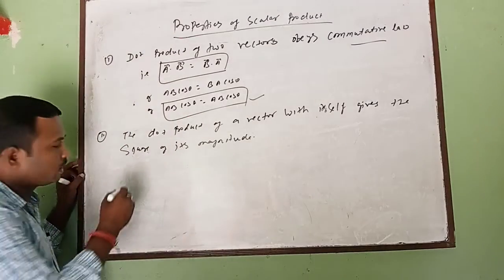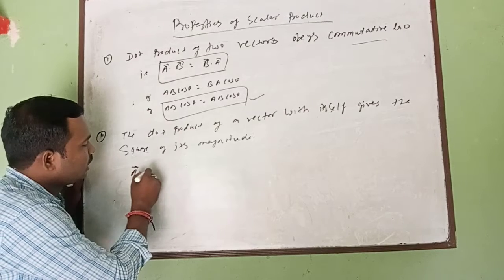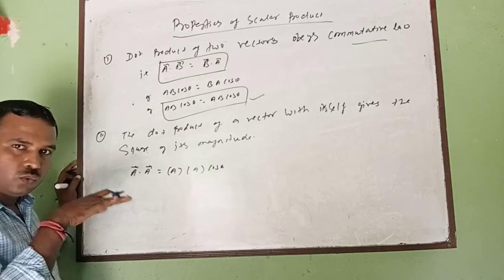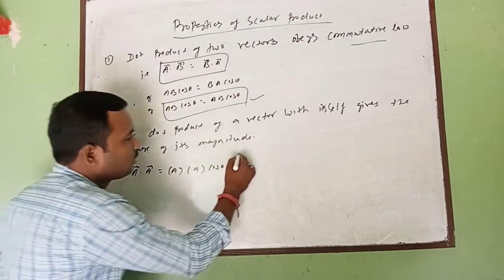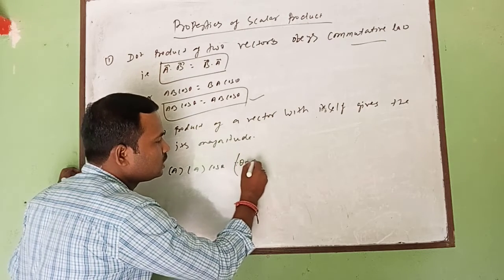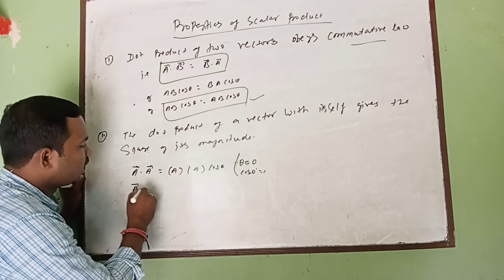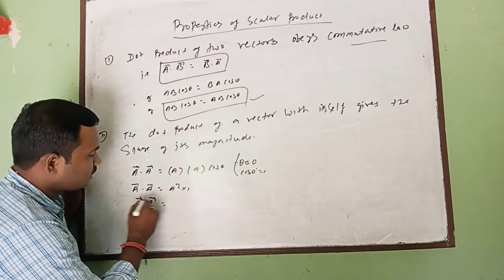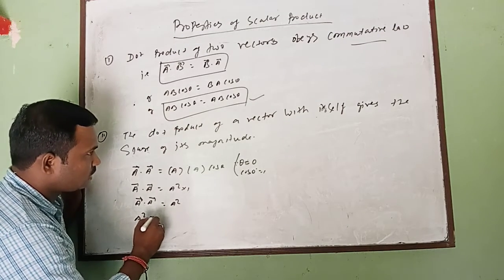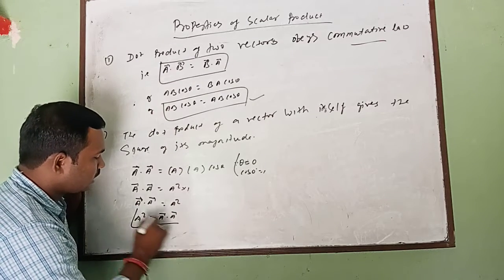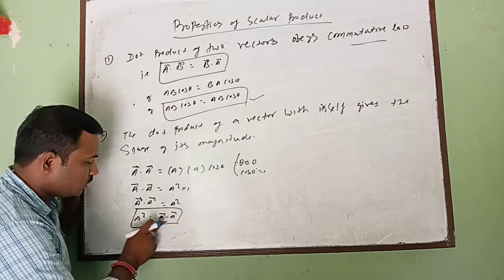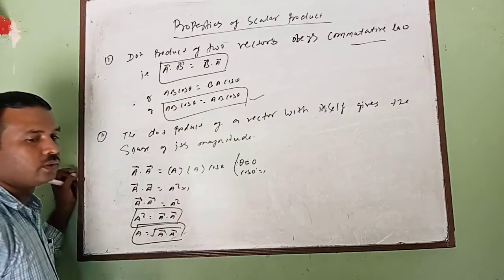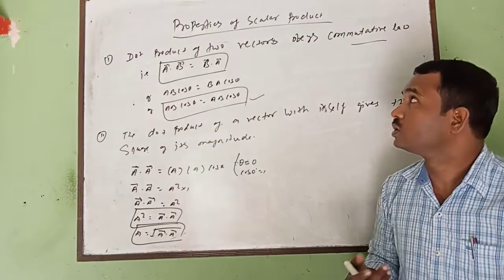Suppose we have a vector A, and you take the same vector, A dot A. That is A into A into cos theta. If the two vectors are acting along the same line, then theta equals 0, and cos 0 is equal to 1. So A dot A equals A square into 1, or vector A dot A is equal to A square, or A square equals A dot A. This gives the square of its magnitude, and you can also write it with a root: A is equal to root under vector A dot vector A. This is the second property of the scalar product.